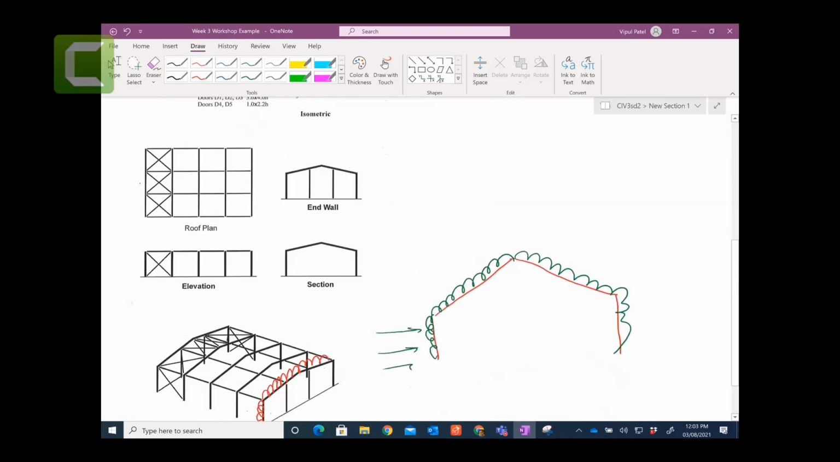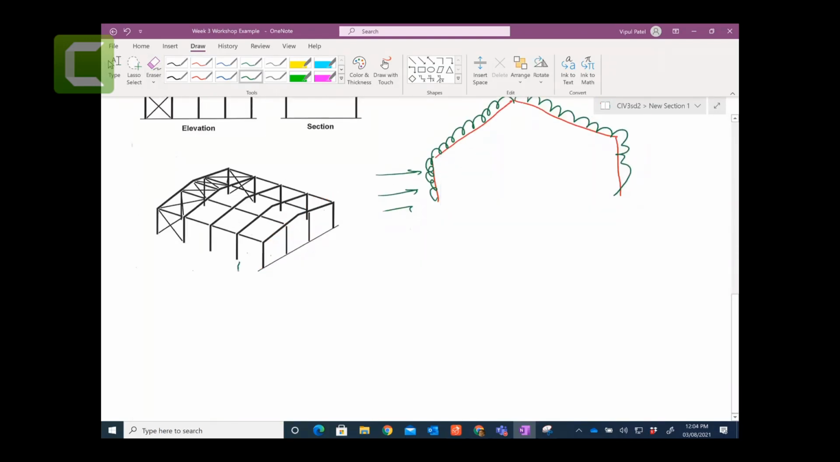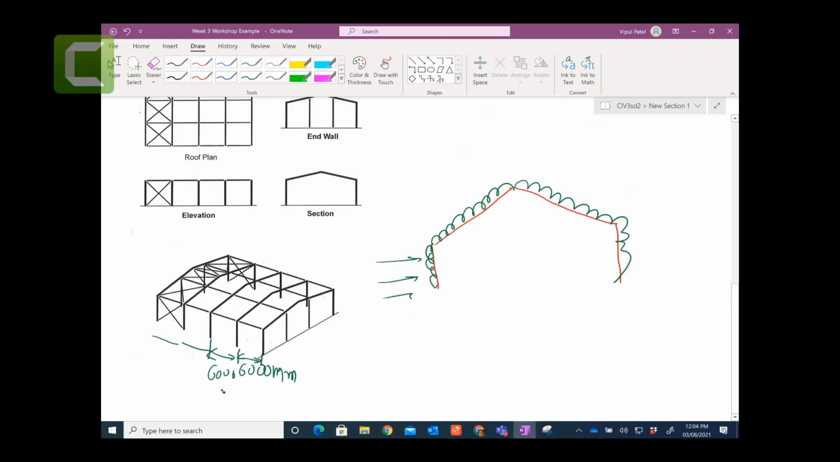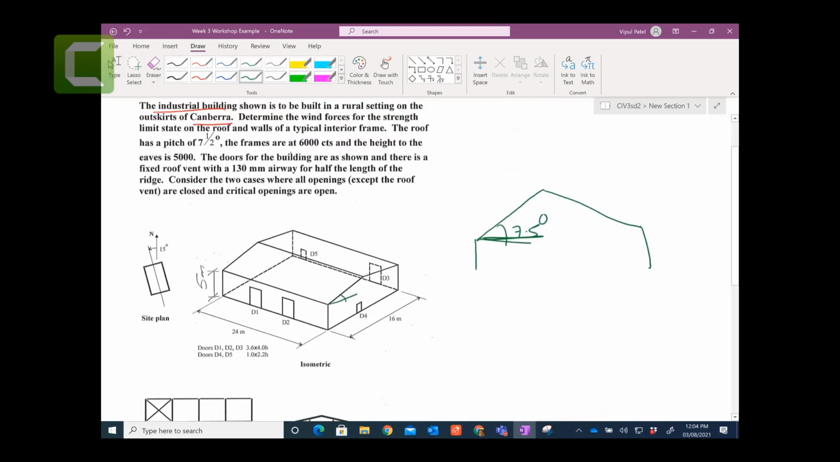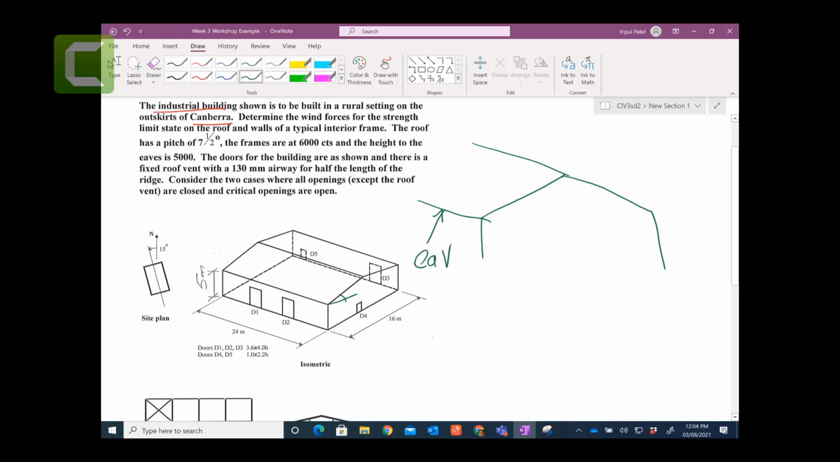Let me explain the center to center distance. The frame that you can see, the distance from frame to frame is 6000 millimeters, another one 6000 millimeters, and that is continuous. That's the center to center distance of the frames, 6 meters. Height of the eaves: in typical structures, you have eaves. So this is the eave of the building, and the height of the eave is 5000 millimeters, or 5 meters, given here.